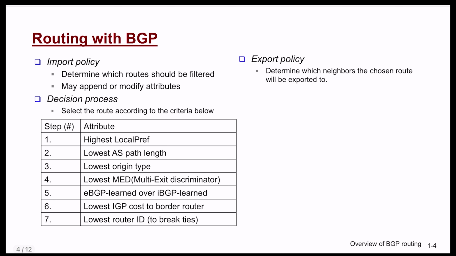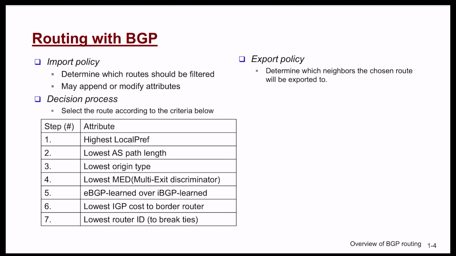BGP routing can be broken down into 3 parts. Firstly, the import policy determines which routes should be filtered, and it may also append or modify attributes. Next, the router applies the decision process to select the most desirable route. How does the decision process work?